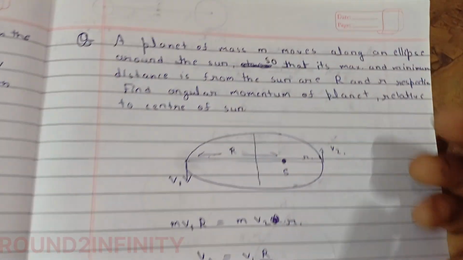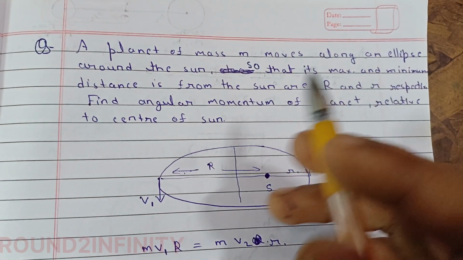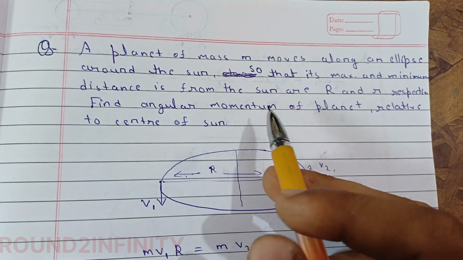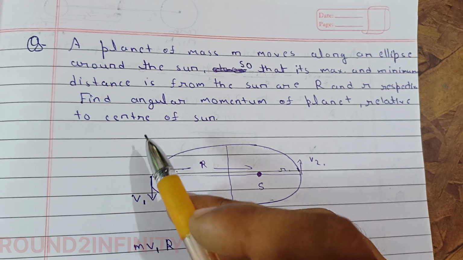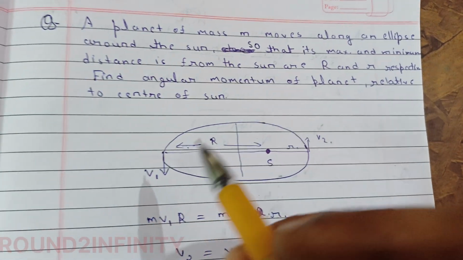Let's see one more question. A planet of mass m moves along an ellipse around the sun so that its maximum and minimum distances from the sun are R and r respectively. Find the angular momentum of the planet relative to the center of the sun.